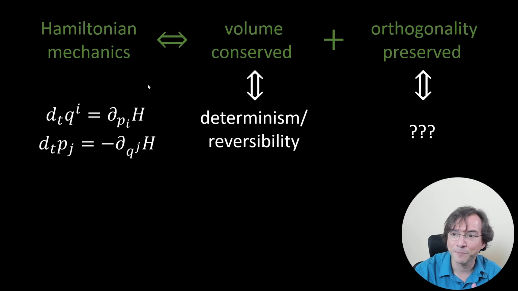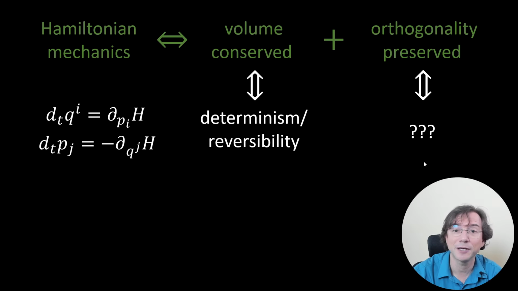Because we have our system of equations that is Hamiltonian mechanics, and we saw that this is conservation of volume plus conservation of orthogonality. We saw in the previous video that conservation of volume means deterministic and reversible evolution, because the volume counts the number of states, so we're taking regions to regions by conserving the number of states, and therefore this is deterministic and reversible evolution.